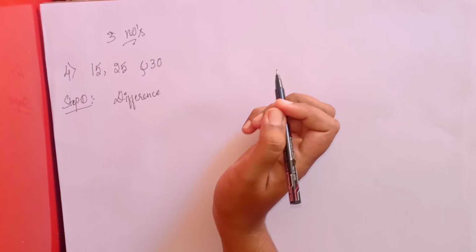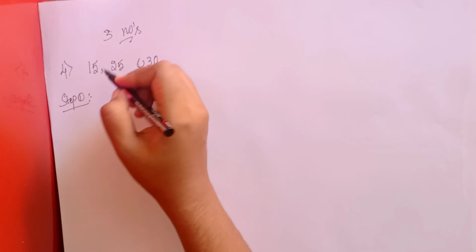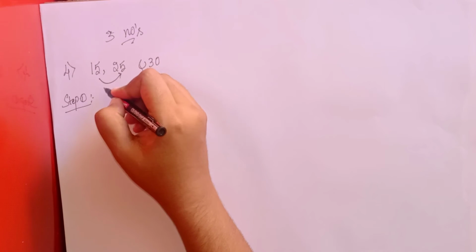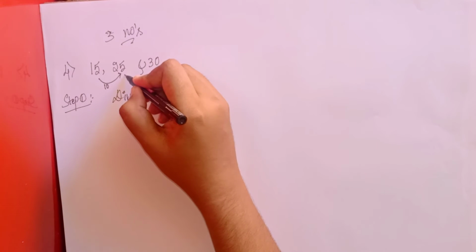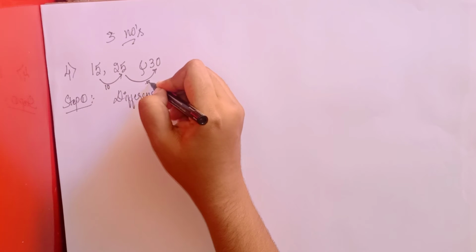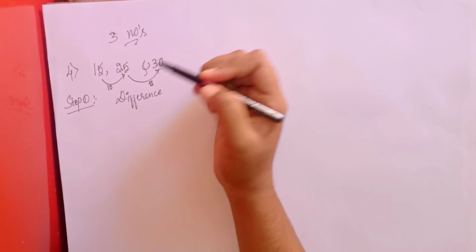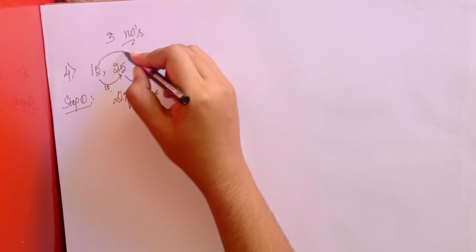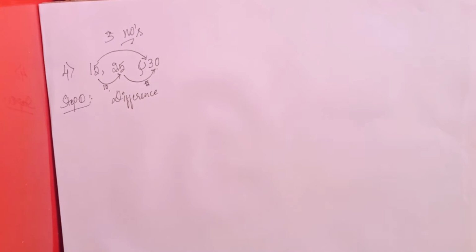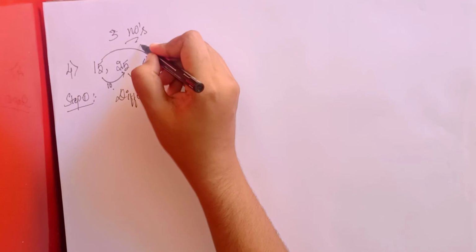How to find out the difference? You will get confused for this. So first, we will find the difference between these. We'll get 10. Next, between these two, we'll get 5 as a difference, because 30 minus 25 is 5. 25 minus 15 is 10. And next, between these two numbers, 30 and 15, we'll get the difference 15.